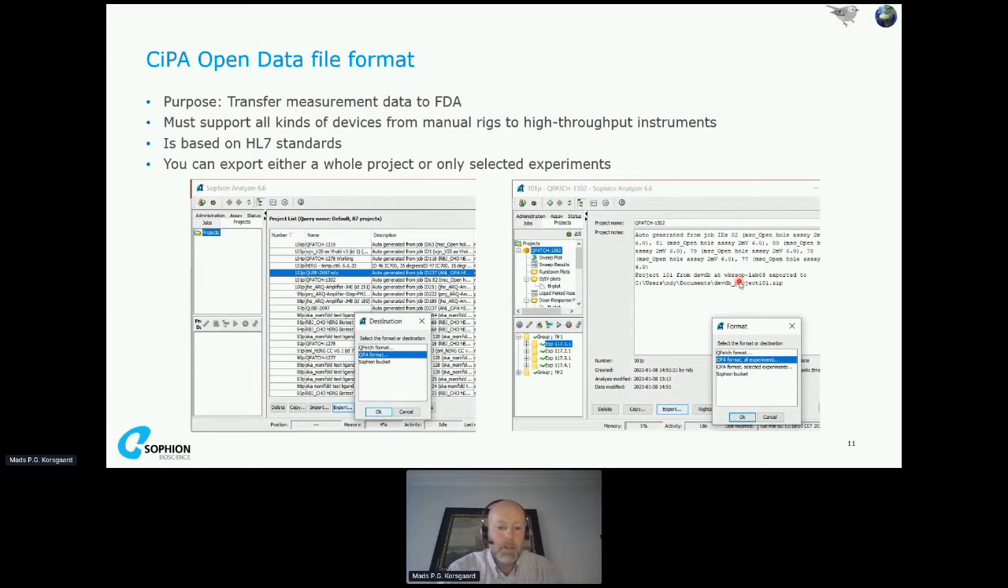And as Thomas mentioned, we have the CEPA reporting format that FDA is requiring. It has to encompass all sorts of rigs and manual patch clamp, but we have worked closely with a large group of people, and are now proud to say that we can make it very easy for you when you have to report to FDA in a format that they accept. You simply have a single button where you can either send out the whole project or selected experiments, which is entirely up to you.